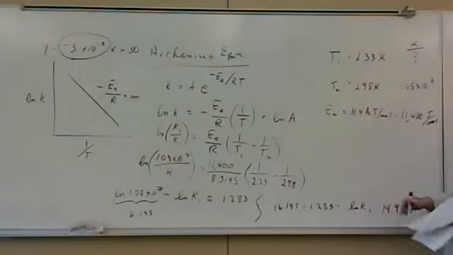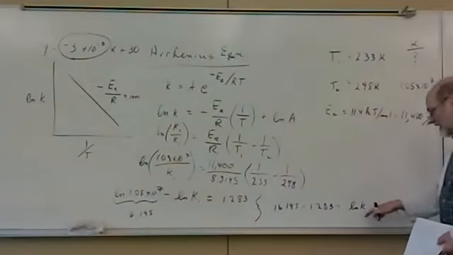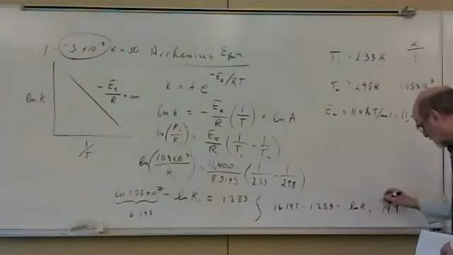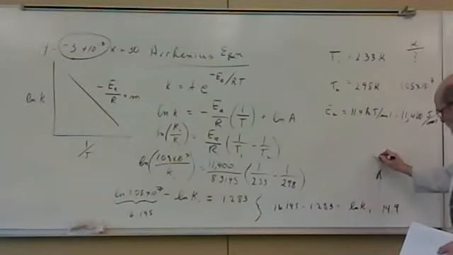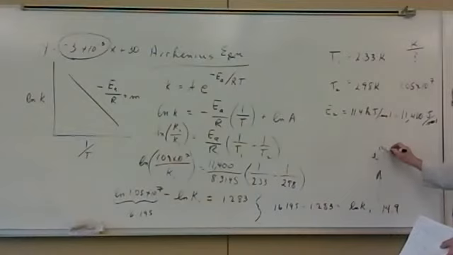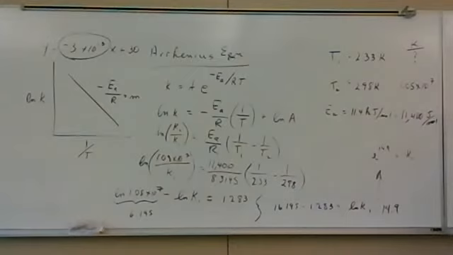Then to find out, this is where you do the anti-log. So the anti-natural log then would be e to the 14.9 equals K1. I got 1.28, yay, I'm back there, I wanted to make sure.